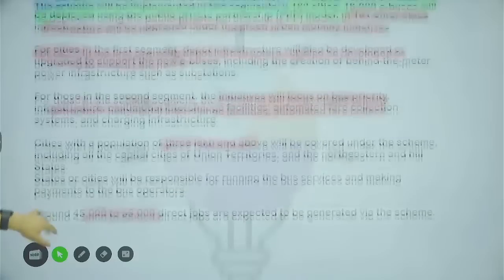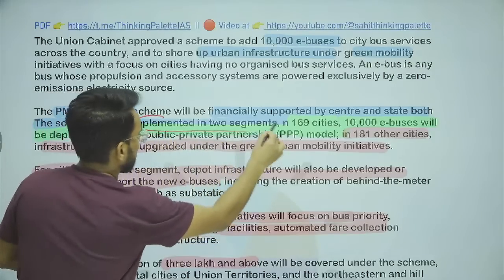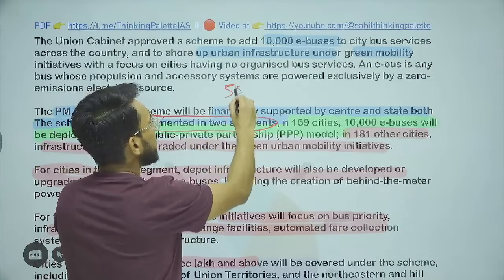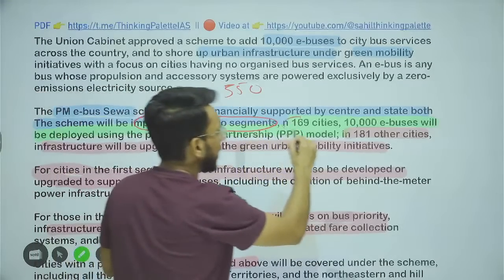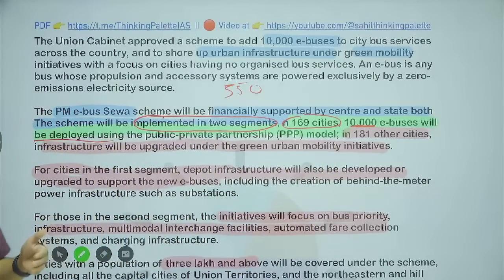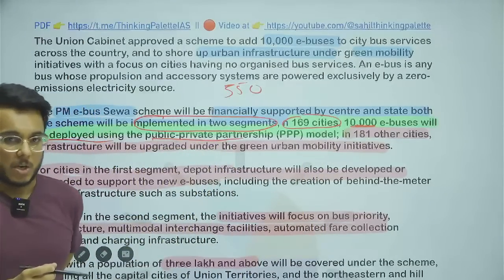Now let's see some of the other aspects of this scheme. Basically, this PM e-bus Seva will be implemented in two segments. In total, 350 cities will be covered. In 169 cities, 10,000 e-buses will be deployed. And here, the public-private partnership model will also be used.